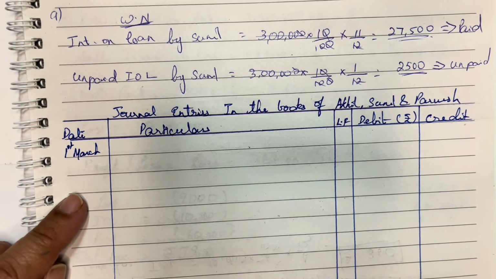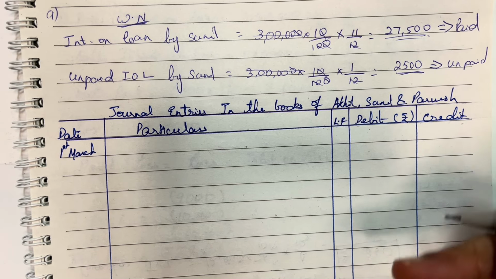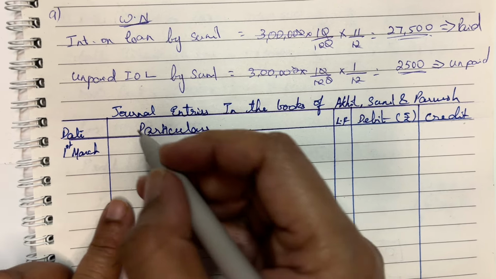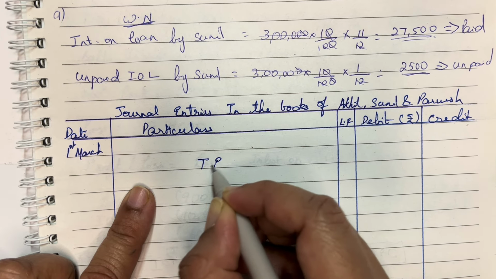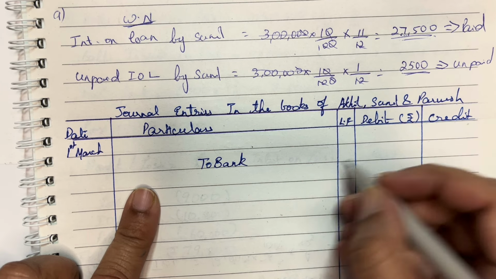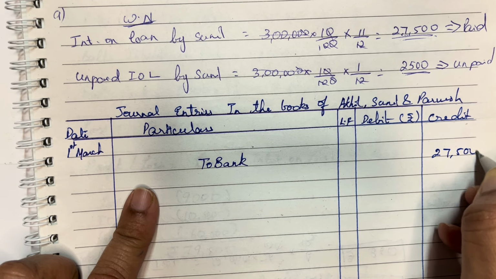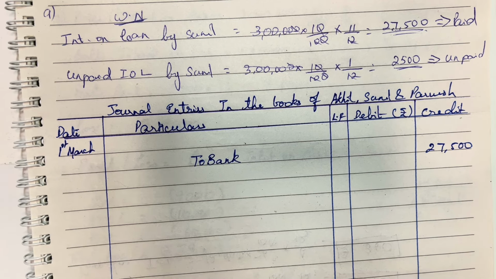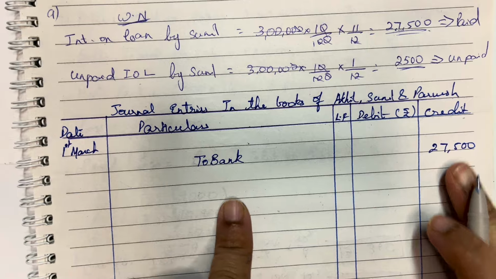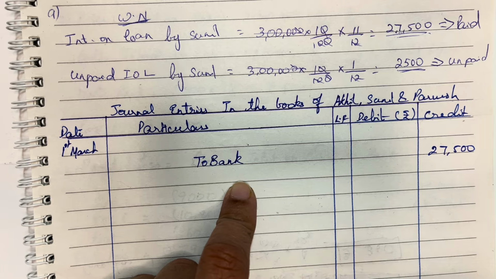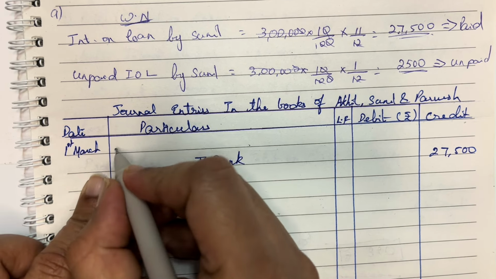Okay, because on 1st March the firm is paying the interest on loan to Sunil. How are they paying it? They're paying it in the form of check. So where will this amount of interest on loan go? It will go to bank. How much amount is going to bank? 27,500. This is the amount which the firm has paid, right? Now, on what is the firm paying this amount into the bank? They are paying it as an interest on loan. To whom? To Sunil. So we'll mention that here.